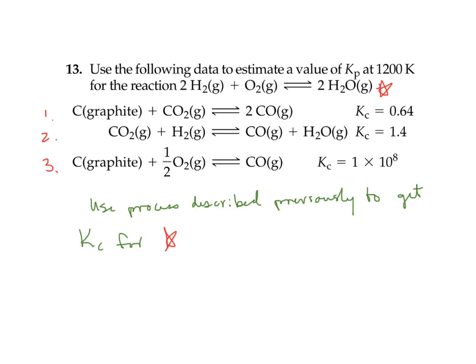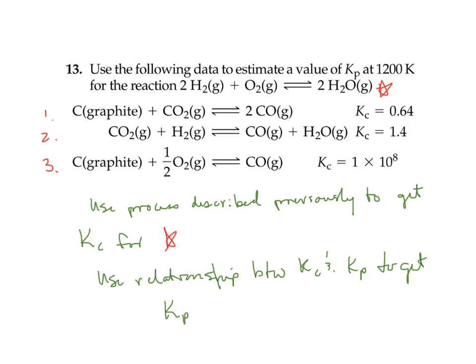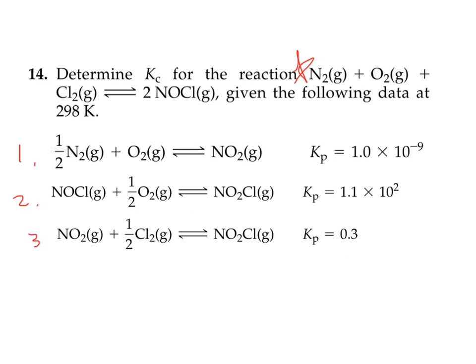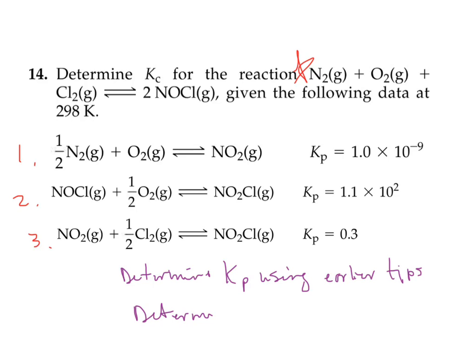So here I said, use the process described previously to get Kc, the reaction of interest up there, your 3 reactions, your equilibrium. And then you're going to use the relationship between Kc and Kp to get Kp. And here's a similar one. The reaction of interest, 3 equilibria. So you're going to get Kp and then get to Kc from there.